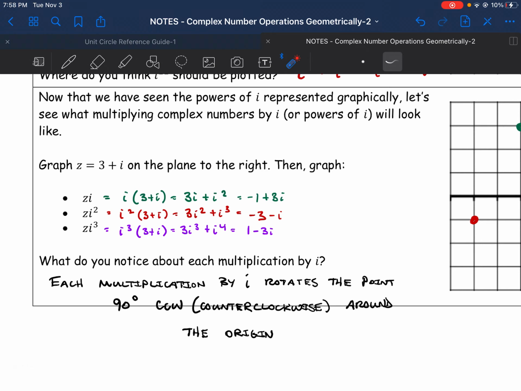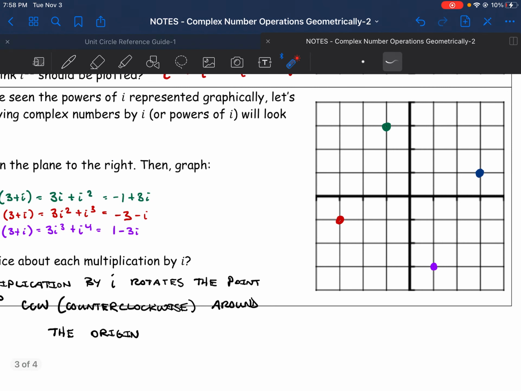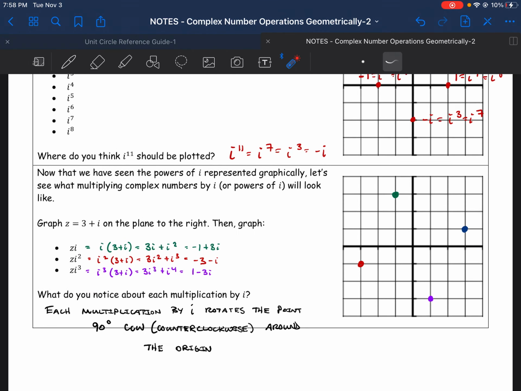If I did z times i to the third, okay, well, i to the third times that original complex number z, we get 3i to the third plus i to the fourth. We saw previously that i to the fourth was positive 1. And we know that i to the third is the same as negative i, so 3 times negative i gives us negative 3i, and that plots the point 1, negative 3i. Once again, showing another 90 degrees counterclockwise rotation. So the big takeaway from this, what do you notice each time you multiply by i? Well, each multiplication by i, again, rotates the point 90 degrees counterclockwise, or I'm just going to write CCW, around the origin.